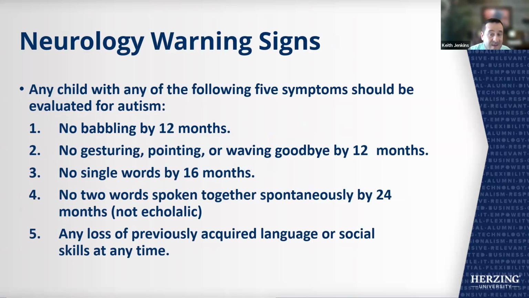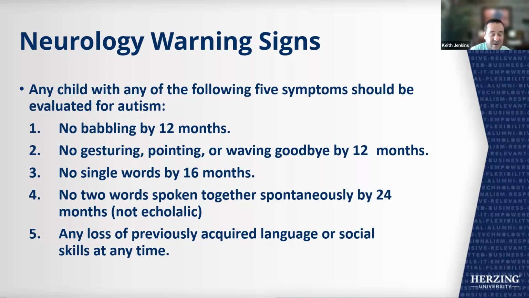The American Academy of Neurology has actually published a group of warning signs to be familiar with, and any child with the following 5 symptoms should be evaluated for autism. If they are not babbling by 12 months, that's a concern. No gesturing, pointing, or waving goodbye by 12 months. We actually just mentioned some of that on that chat screen. No single words by 16 months. No two words spoken together spontaneously by 24 months. When we say that, that means not echolalic, not repeating the same words. And any loss of previously acquired language or social skills at any time.